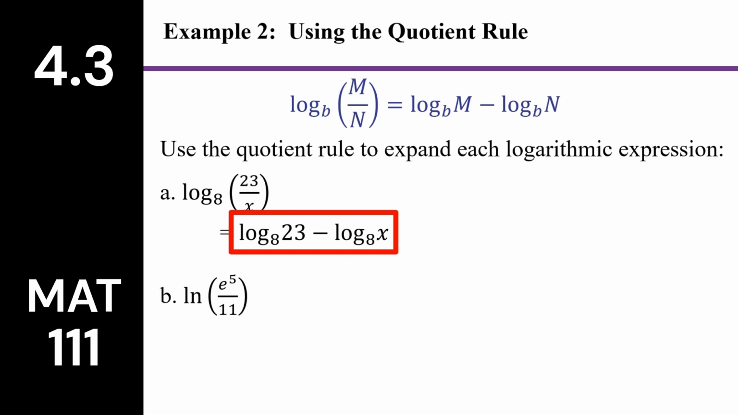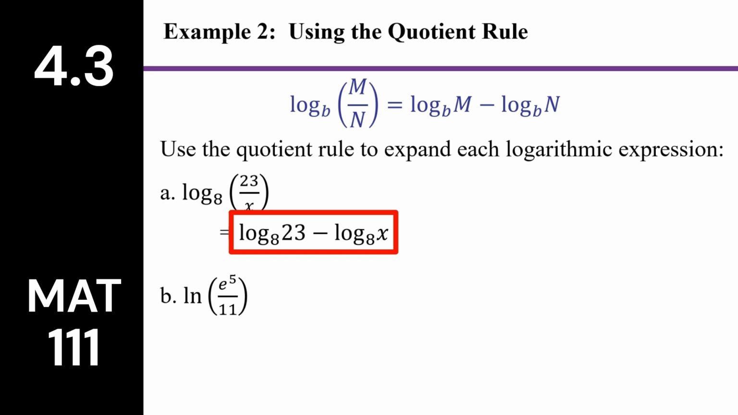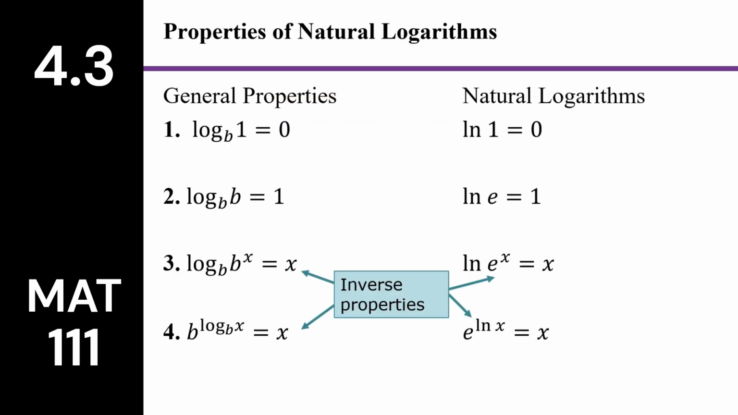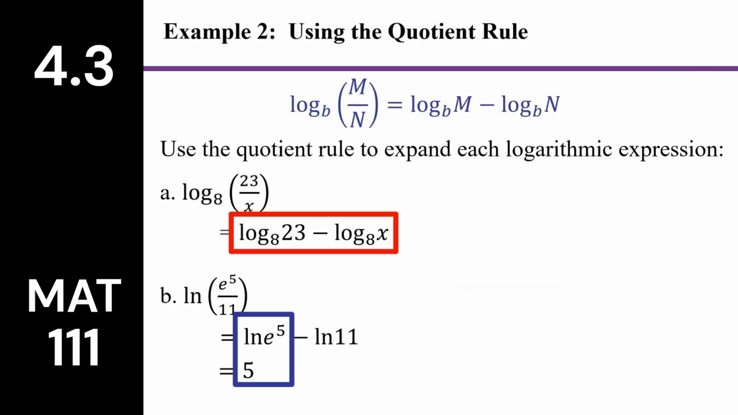In part B, we have the natural log of e to the 5th over 11. Notice that the ln tells us that the base is e. We can expand this by subtracting the logs, and then we notice that the natural log of e to the 5th can be reduced to 5. This is because we have our rules for natural logarithms, and one of them was the inverse property that says the natural log of e to a number equals that number. So this equals 5. The natural log of 11 cannot be simplified, so that's our final answer.